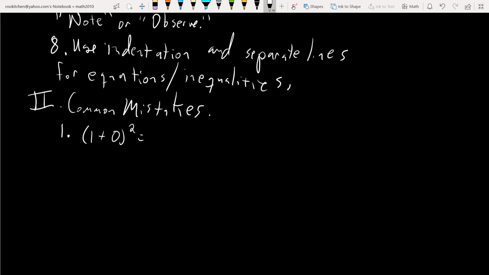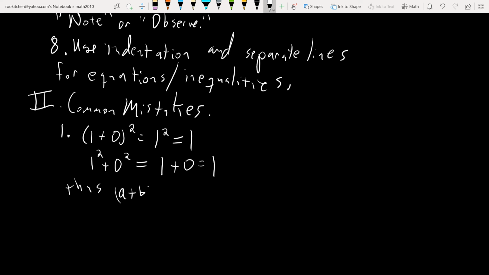1 + 0² is equal to 1 squared, which is equal to 1, right? And then 1² + 0² is equal to 1 + 0, which is also equal to 1. So in general, I can suppose that (a + b)² is equal to a² + b². Right? No, that's not true. The problem is you have to FOIL. It's actually a² + 2ab + b². Those aren't always going to be the same unless a or b is zero.